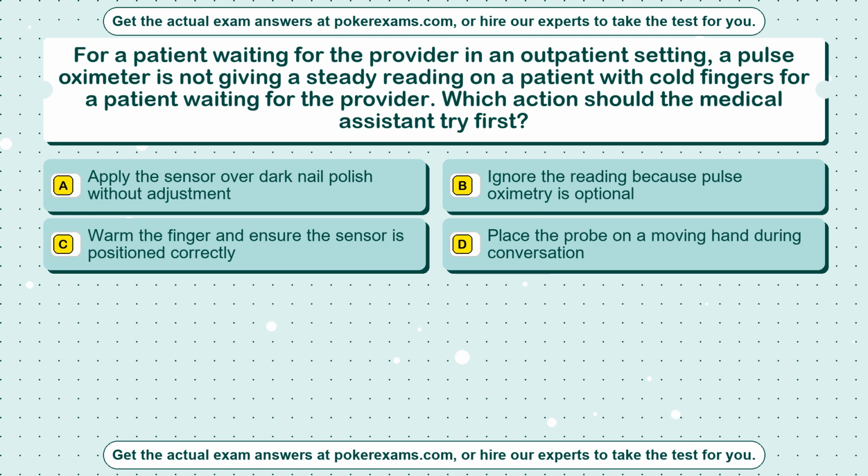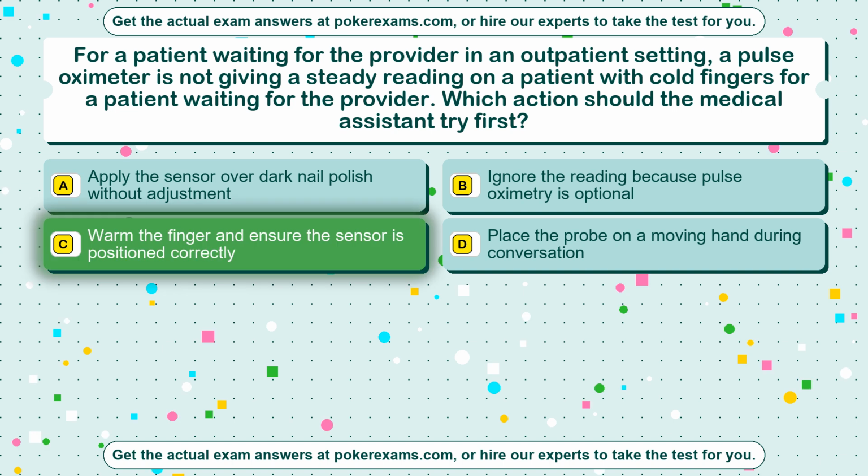Question 99. For a patient waiting for the provider in an outpatient setting, a pulse oximeter is not giving a steady reading on a patient with cold fingers. Which action should the medical assistant try first? Option A, apply the sensor over dark nail polish without adjustment. Option B, ignore the reading because pulse oximetry is optional. Option C, warm the finger and ensure the sensor is positioned correctly. Option D, place the probe on a moving hand during conversation.